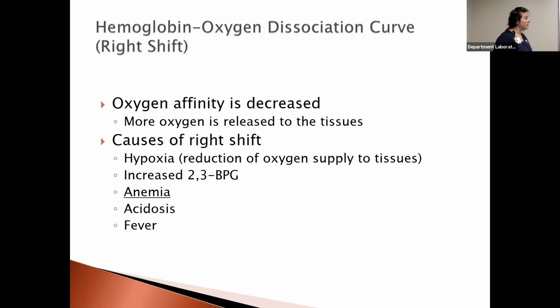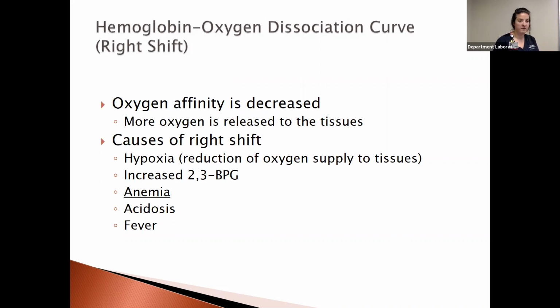Some types of anemia, right? Because you have a decreased amount of red cells in anemia, therefore oxygen is not being delivered adequately, right? So your tissues are going to need more. So then the cells are going to be more likely to release that oxygen. And then acidosis and increased temperature if your patient has a fever, right?